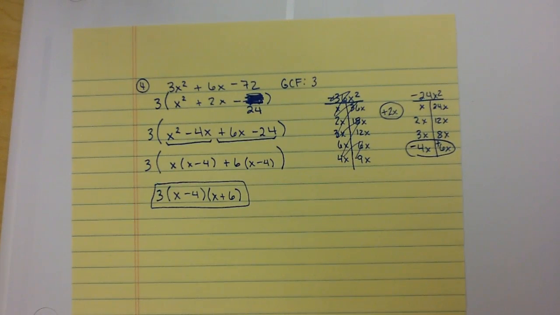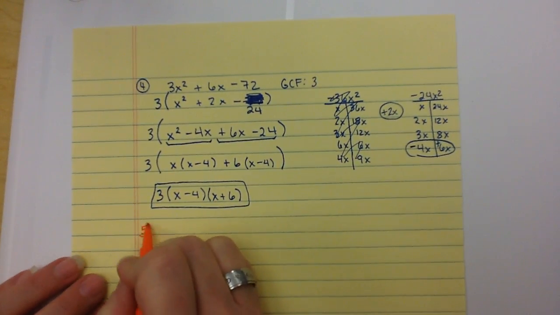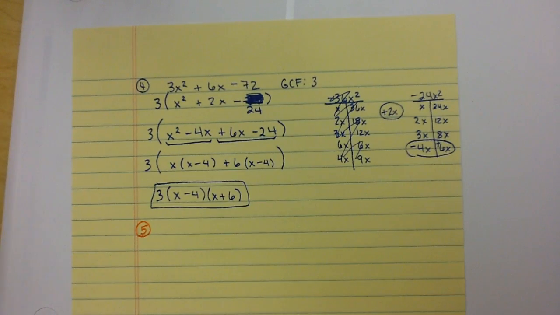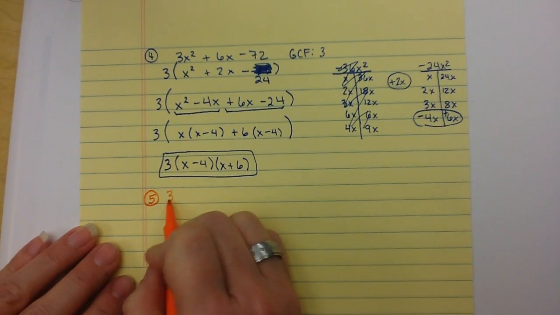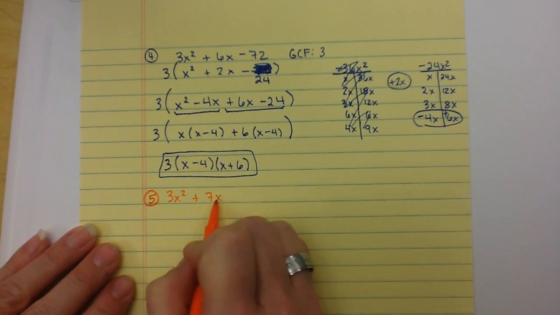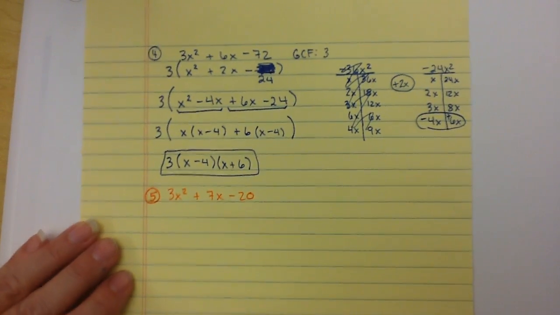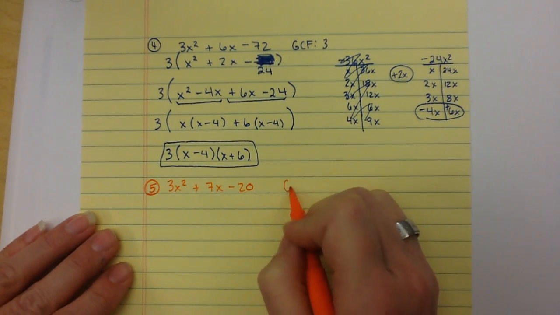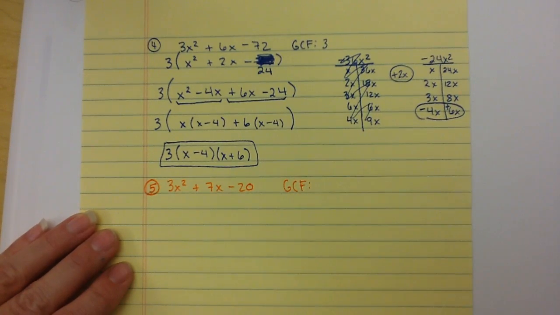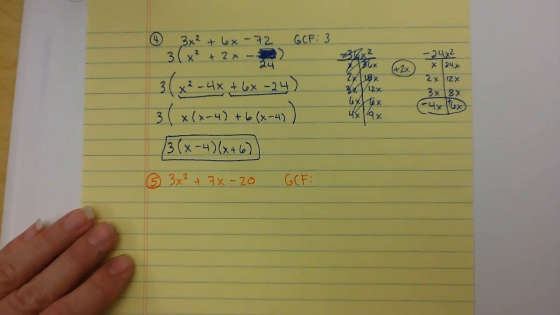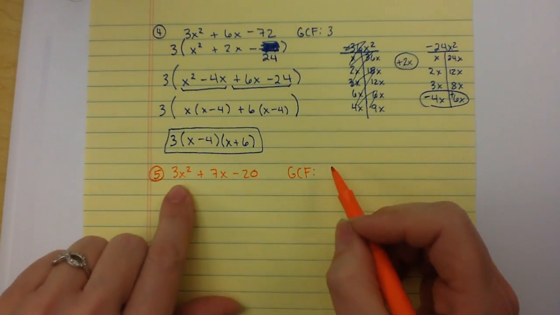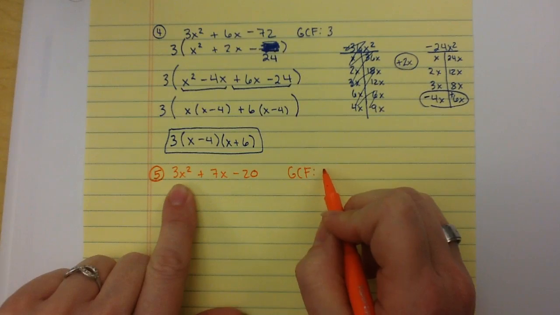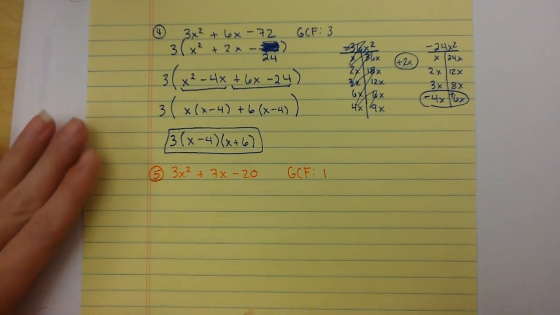Okay, next one. We'll do 2 more that are AC method, and then we'll move on to difference of squares. 3x squared plus 7x minus 20. Feel free to work ahead of me if you already get the hang of factoring, and then you can check your work. Let's see, GCF for these 3 terms is just 1, so we don't need to write that.